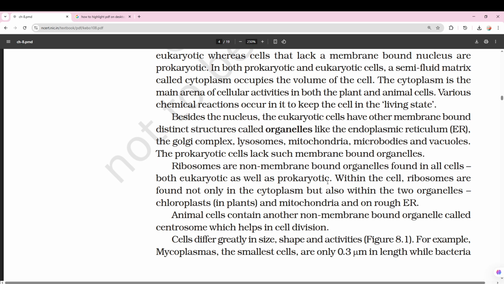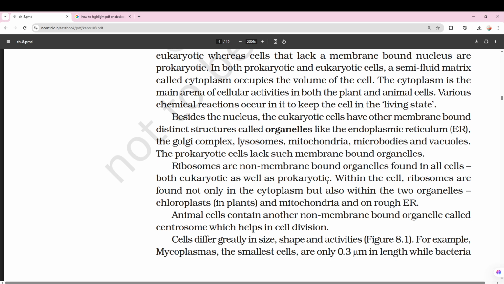Besides the nucleus, the eukaryotic cells have other membrane-bound distinct structures called organelles, like the endoplasmic reticulum, Golgi complex, lysosomes, mitochondria, microbodies, and vacuoles. The prokaryotic cells lack such membrane-bound organelles. Ribosomes are non-membrane-bound organelles found in all cells, both eukaryotic as well as prokaryotic.